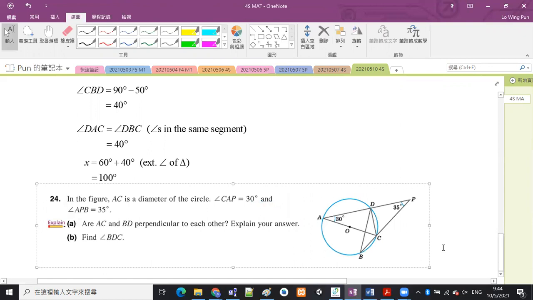So AC is a diameter. Angle CAP is 30 degrees. And then we have 35 degrees. Part A. Question asks you whether AC and BD are perpendicular to each other or not. Explain your answer. I want to check whether they are perpendicular to each other. So I need to check one angle whether it is 90 degrees or not. So that should be this angle.